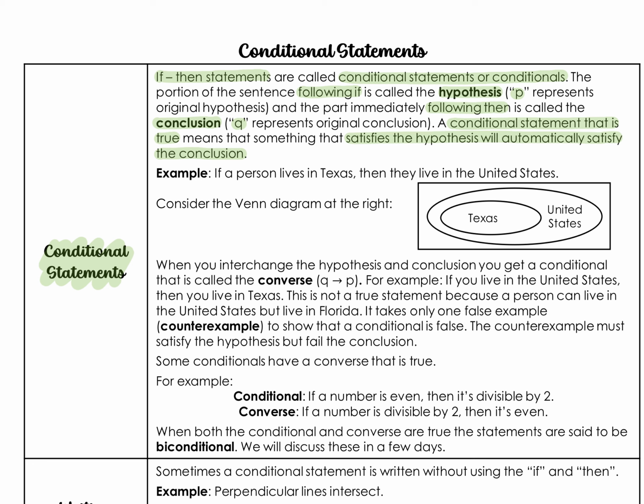When you interchange the hypothesis and the conclusion, you get a conditional that is called the converse. Okay, and so this is our notation for that. Noticing how these two are switching places. Okay, so if it's got the P first, then the Q, that is the conditional statement they are referring to. But when the Q is first and P is second, that is the converse.